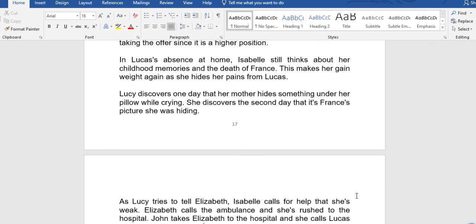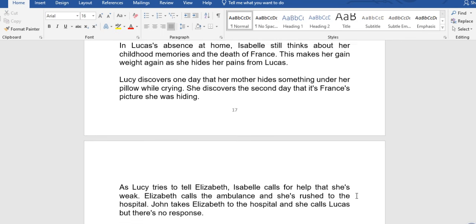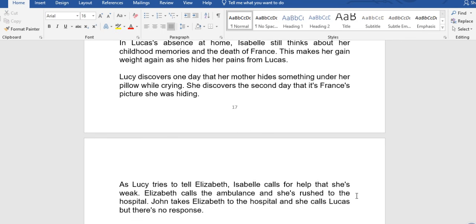Lucy discovers one day that her mother hides something under her pillow while crying. She discovers the second day that it's Frank's picture she was hiding. That is her sister's picture, her dead sister's picture.